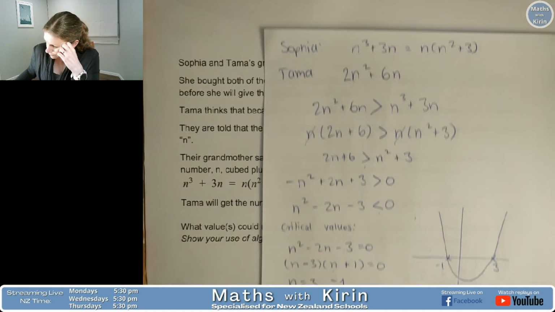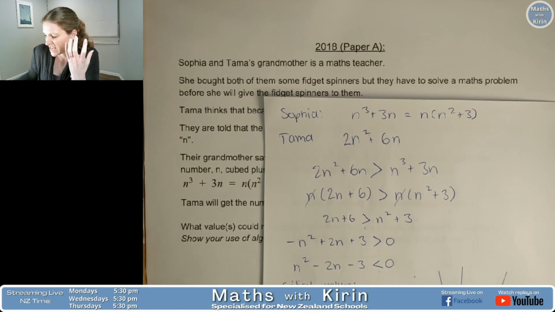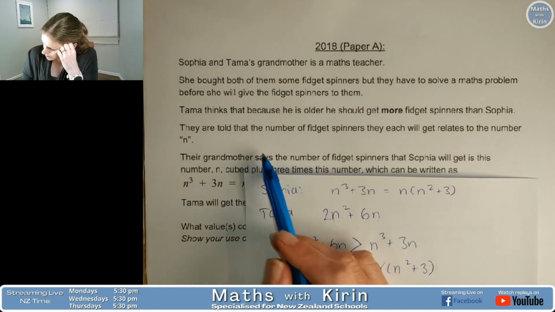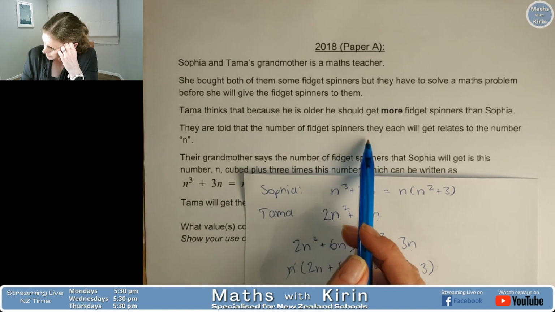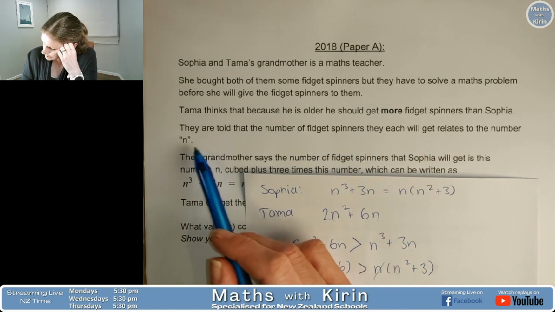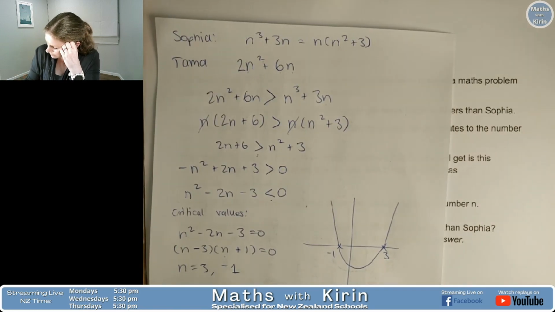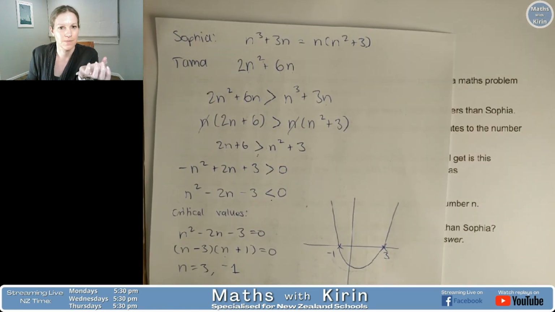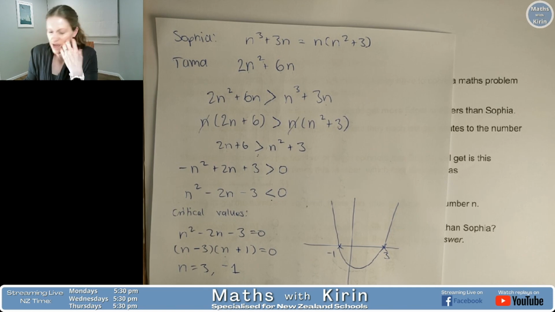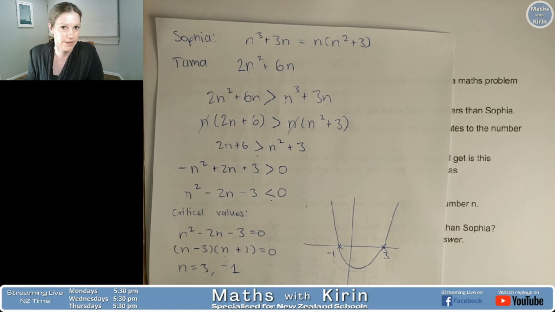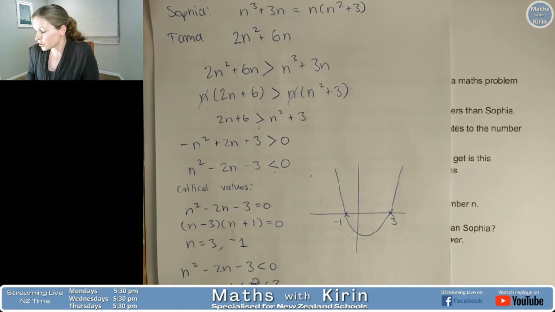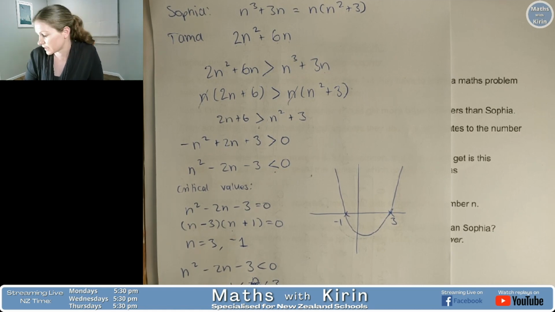Okay, so if we go back to the context, what is this n? They are told that the number of fidget spinners they each will get relates to the number n. So we can't have a negative n. That doesn't make sense in this context. And we also can't have fractions, okay, or decimals, because we're talking about the number of fidget spinners. So we also can't have 0. We can't have no fidget spinners. They're going to get some.